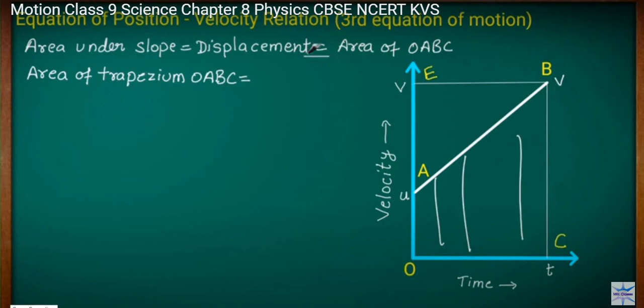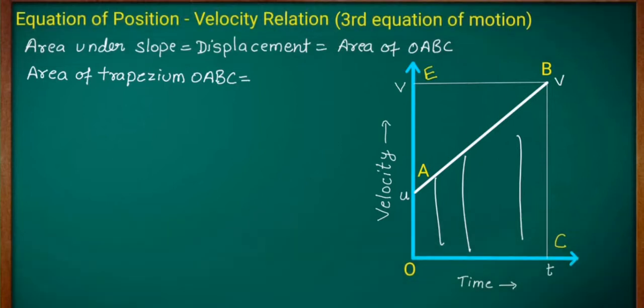Hello student, now let's see the third equation, that is the equation of position versus velocity relation. In this equation also we have to use the same figure. Here you can see in the figure. So let's start this. In this video also we are finding the area of ABCO, but here we are finding it with a different formula.